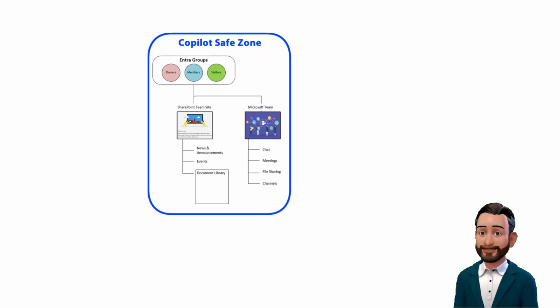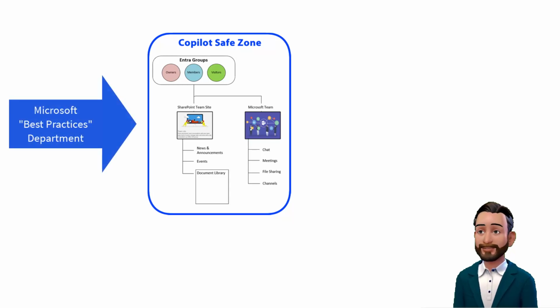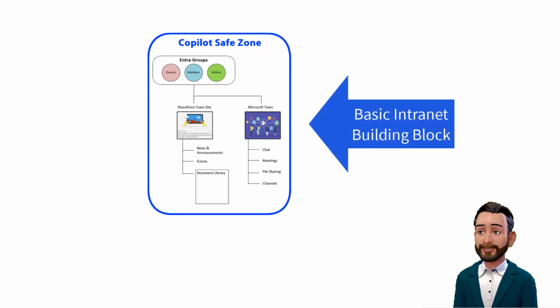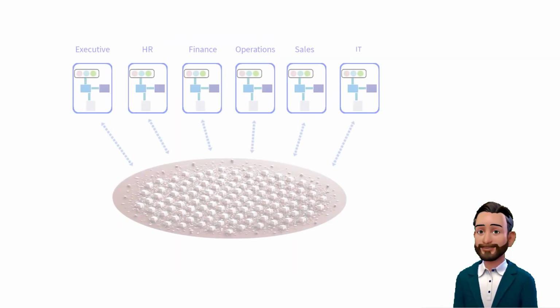This structure, with an M365 group, a SharePoint site with a library, and a companion Microsoft team, is exactly what Microsoft had in mind when they designed Copilot. You're not reinventing anything. You're simply giving Copilot precisely what it expects.